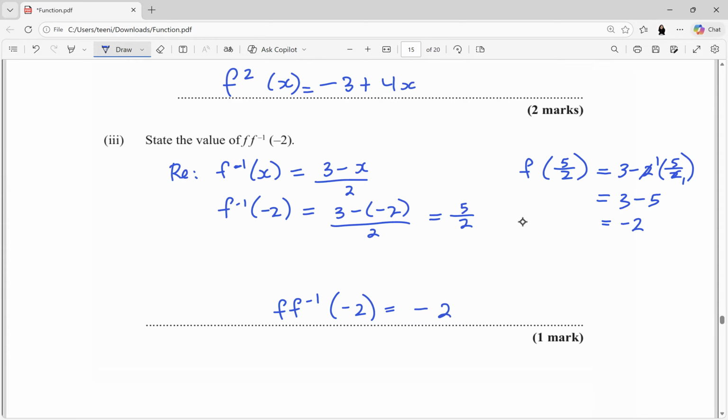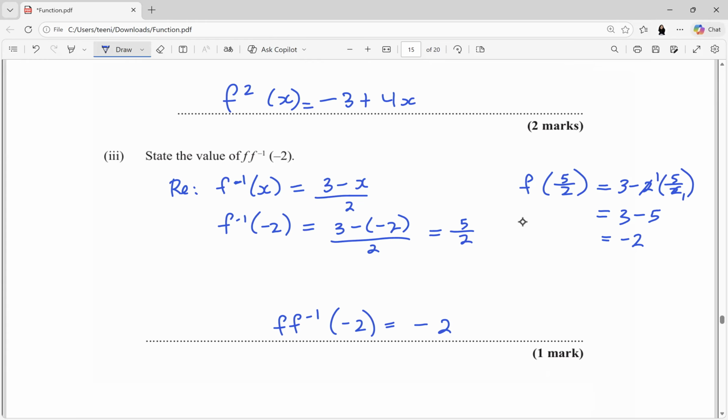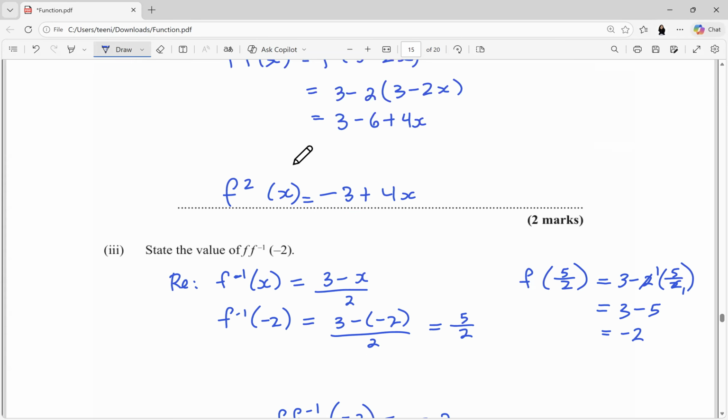And I'm just going to check that on my calculator to be sure. 3 minus 2 by 5 over 2 is negative 2. So we are correct.